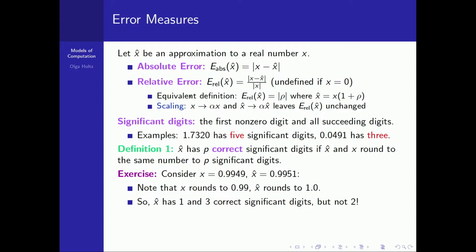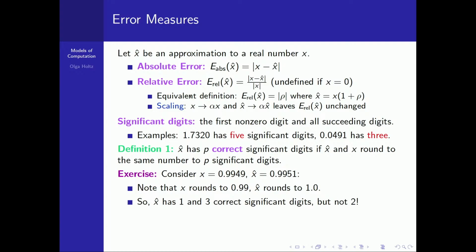So imagine you have the true value x being 0.9949, and x hat, the approximate value, the computed value, whatever it is, being slightly different. So they're not far apart, right? The other one is 0.9951. Now notice what's going to happen. If you want to round x, let's keep the first 2 digits, right? We'll have 0.99. X hat will round to 1.0, right?